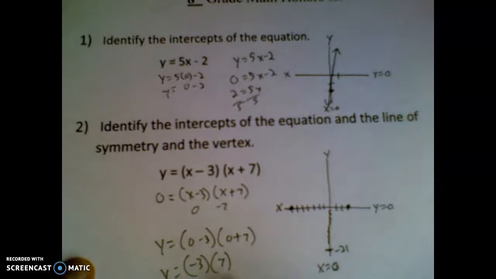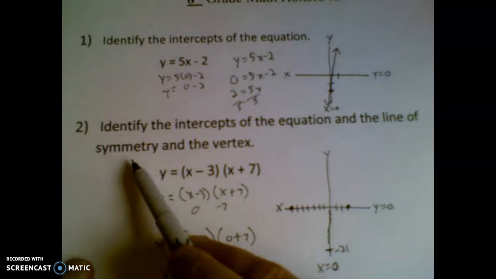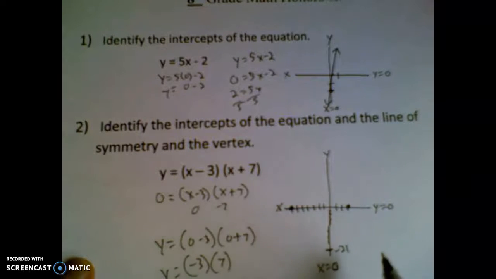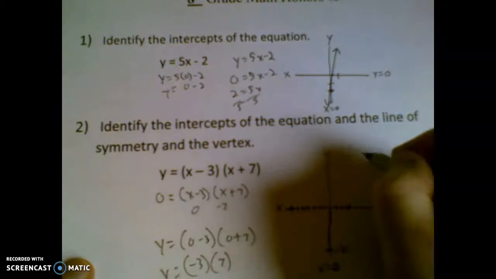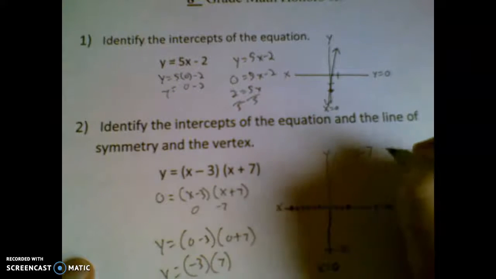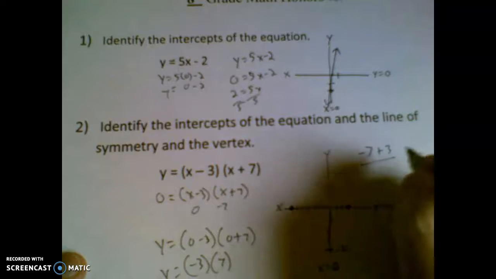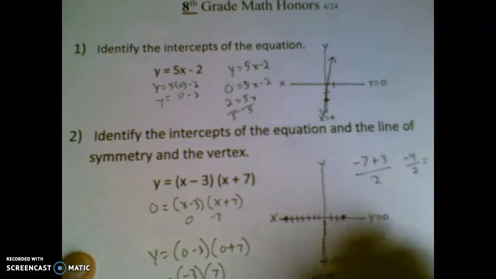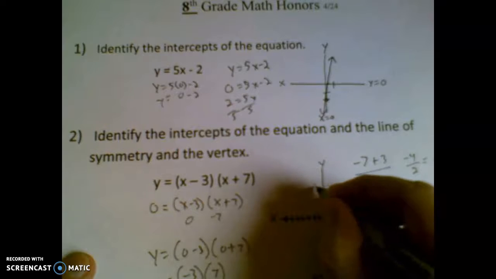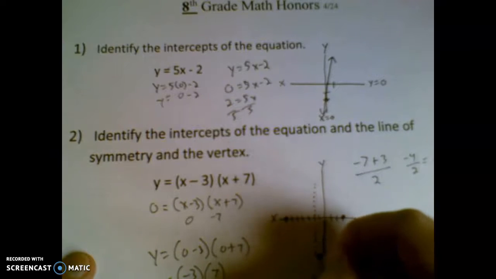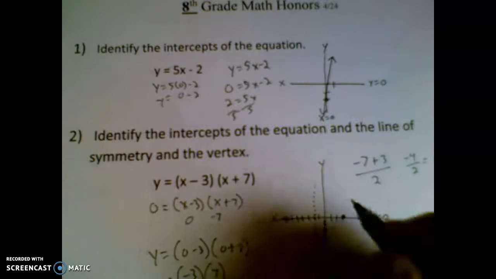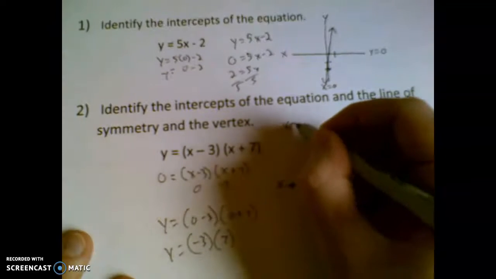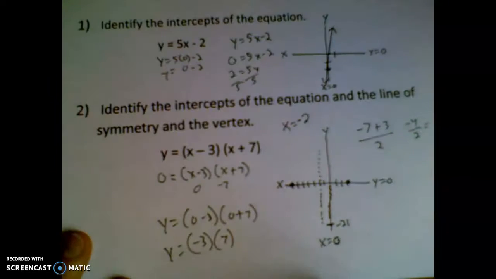All right, the other thing we have to do is find the line of symmetry. The line of symmetry is exactly between your x-intercepts. So if I have -7 and I have +3, you just add those together and divide by 2. So that would be -4 on the top, and you'd get -2 as the line of symmetry. And I put this little vertical line just to show you where the parabola will split in half. And I can also write down x equals -2 for the line of symmetry.